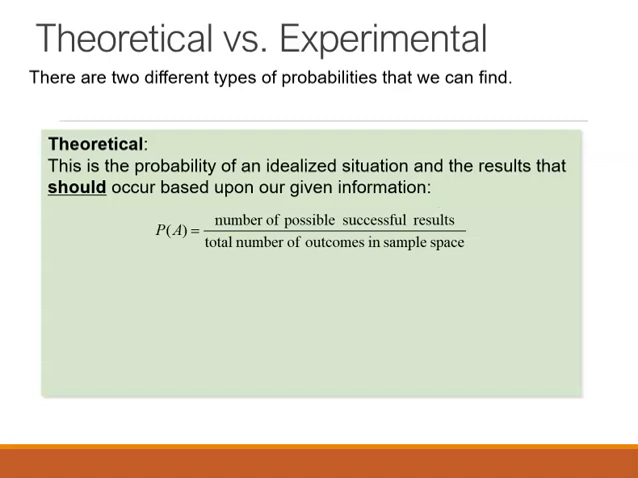When we talk about probability, typically there's 2 different types of probability we'll talk about. There's the theoretical version. This is the probability of the idealized situation and the results that should occur based upon our given information. So if I flip a coin 3 times, what's the probability of getting all heads 3 times in a row?